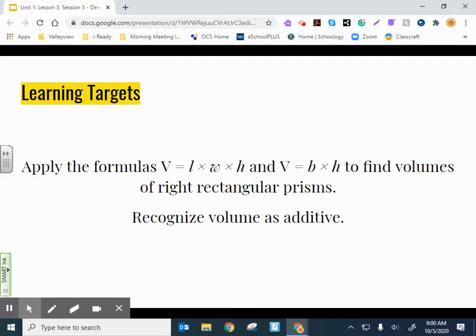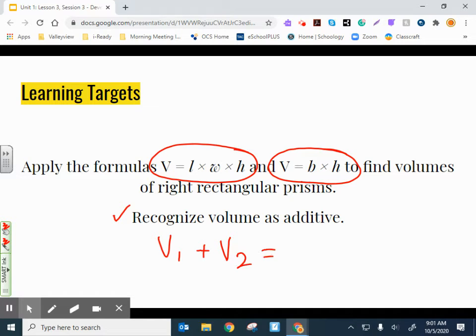Just to review, our 2 main formulas we use for finding volume are this first one, volume equals length times width times height, and then the second one, volume equals base times height. Now this second part that we've been kind of ignoring up to this point is recognize volume is additive. That just means you could have the volume of one thing, and then you find the volume of a second thing, and then what you get is something called the total volume. That'll make a little more sense once we get deeper into today's lesson. So just something to keep in mind for that.